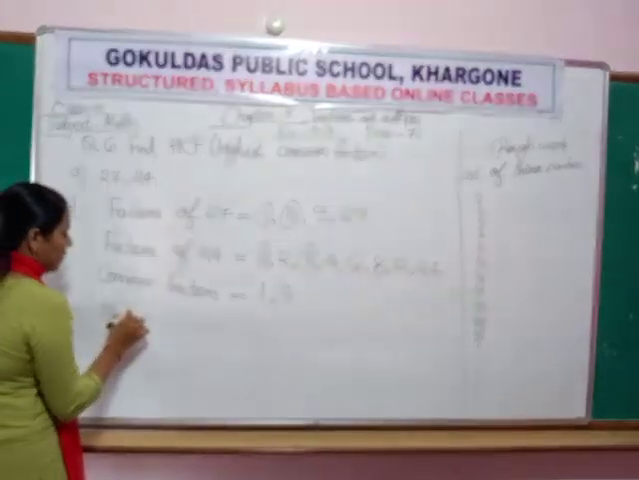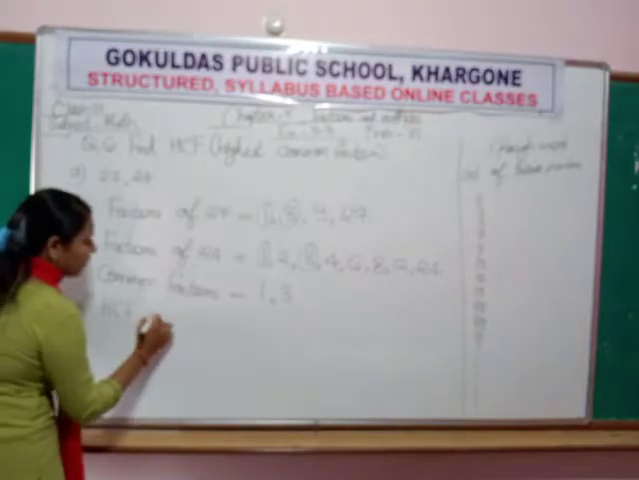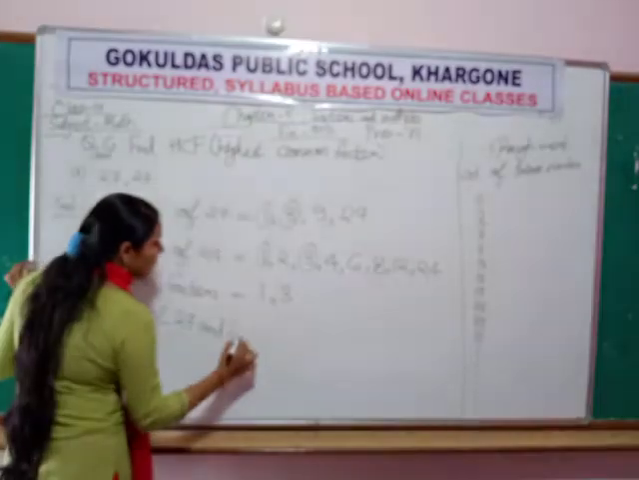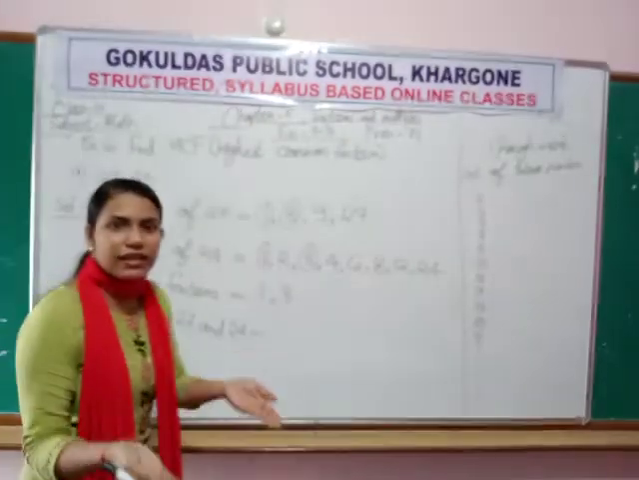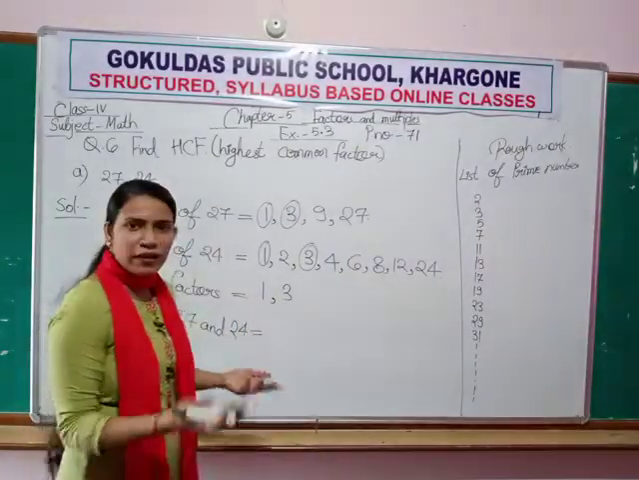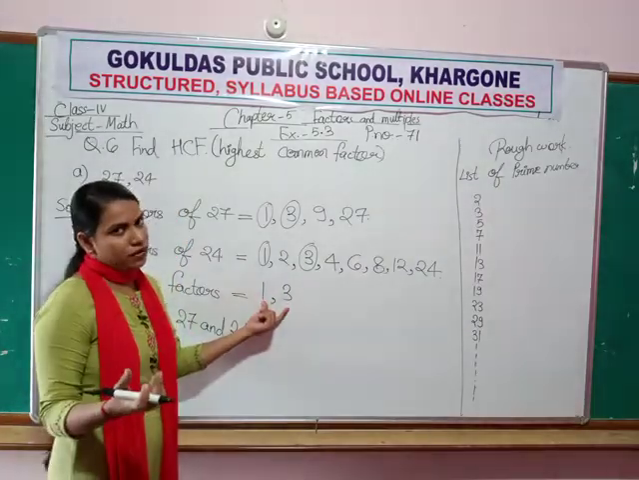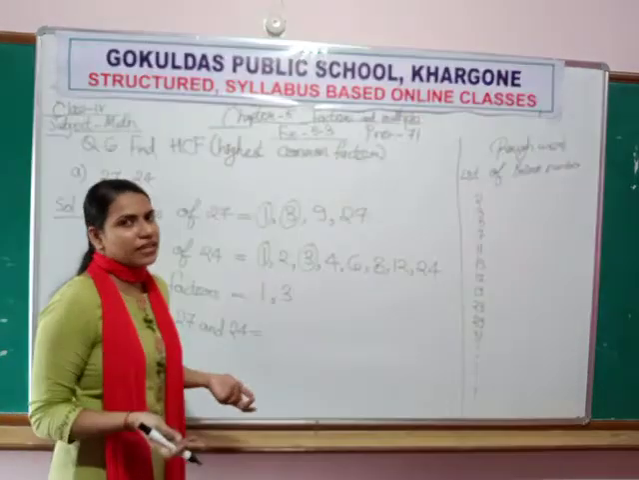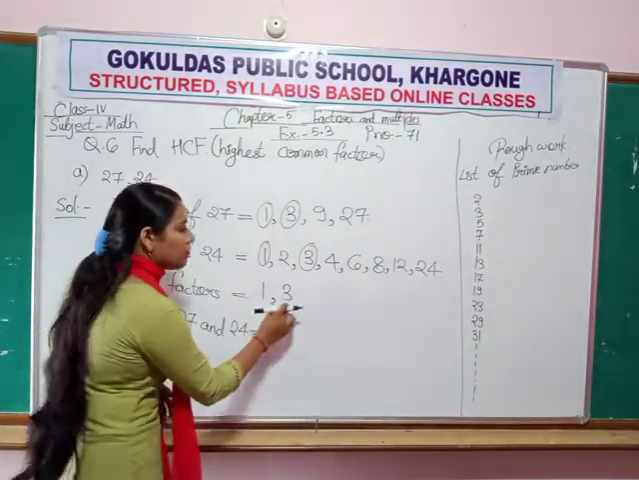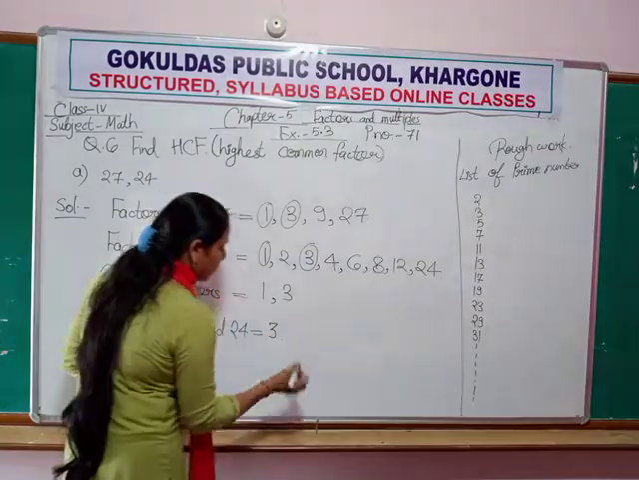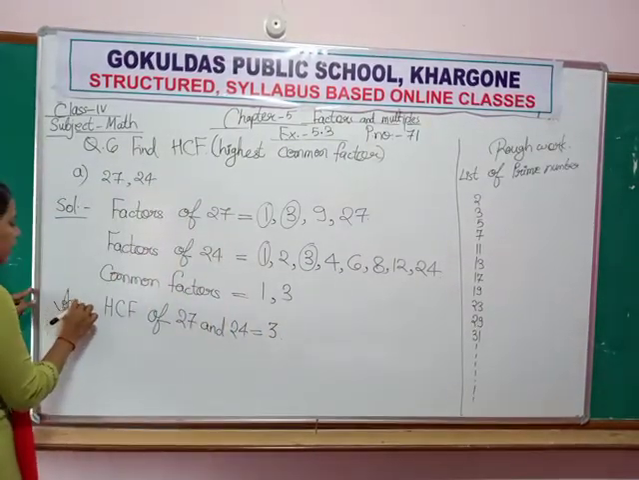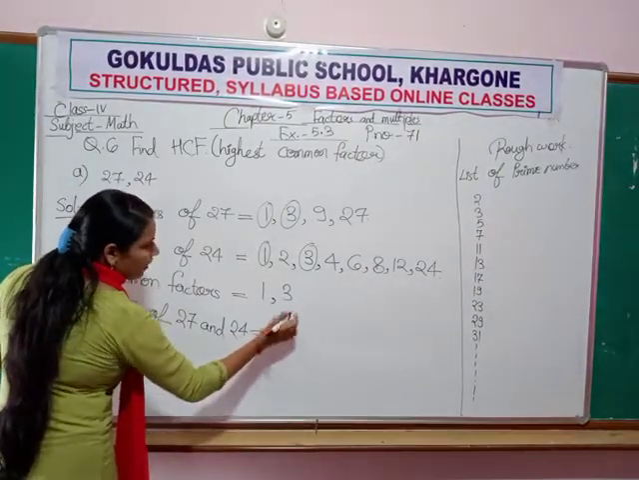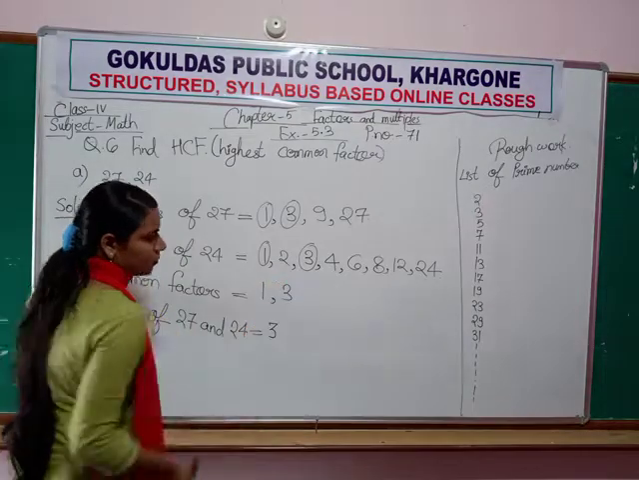Now HCF, that is the highest common factor of 27 and 24. Highest means greatest. So 1 and 3 are both common factors. Now which one is highest? 1 is highest or 3 is highest? Number 3 is highest. So 3 will be your final answer. HCF of 27 and 24 equals 3, as 3 is the highest common factor.